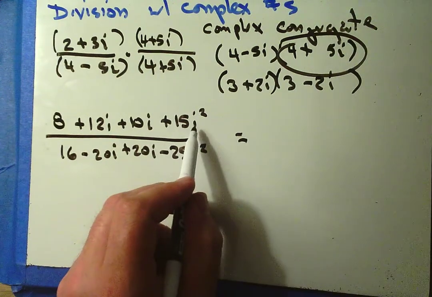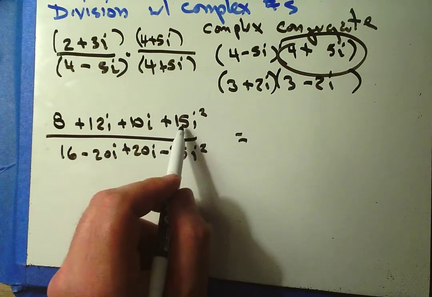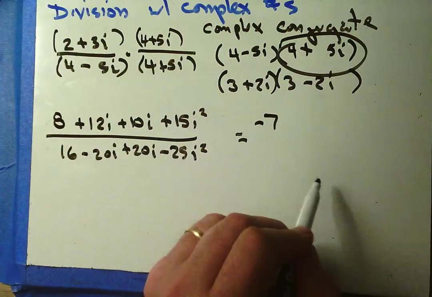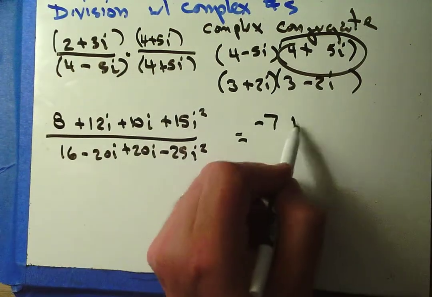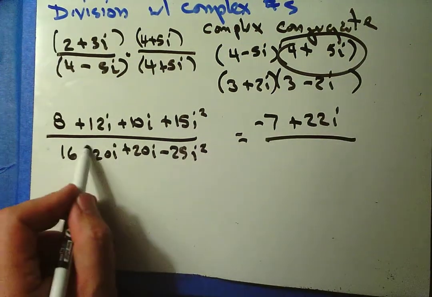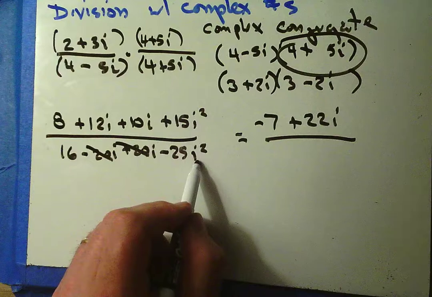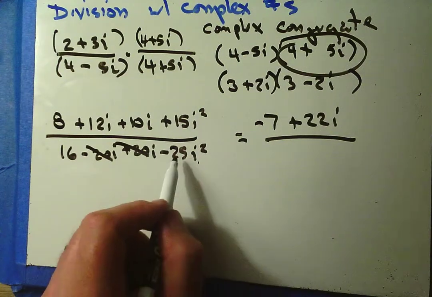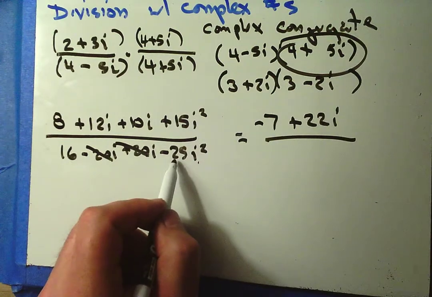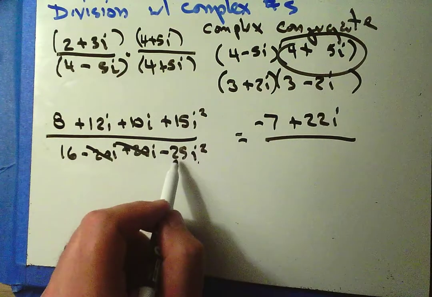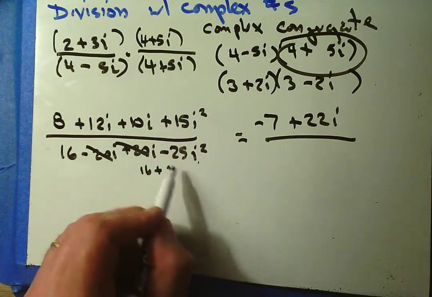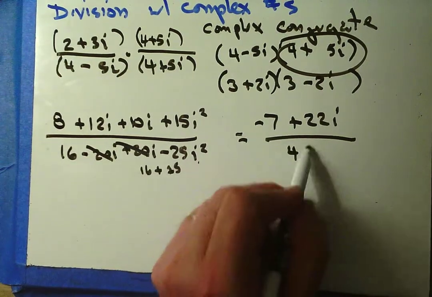Okay, what happens? i squared is negative 1. 15 times negative 1 is negative 15, plus 8 is negative 7. And then we've got plus 22i over, well here, these terms cancel. i squared is negative 1. Negative 1 times negative 25 is positive 25, plus 16. 16 plus 25 is 41.